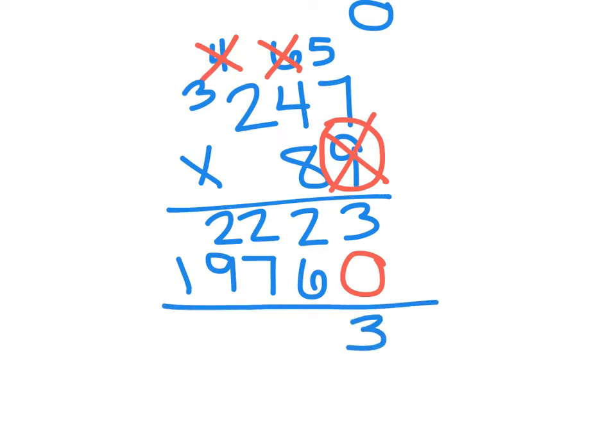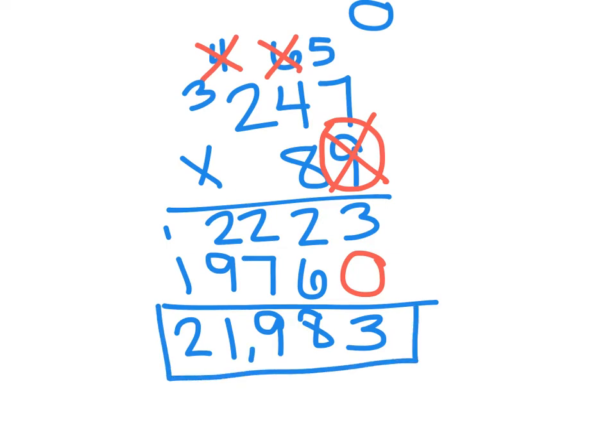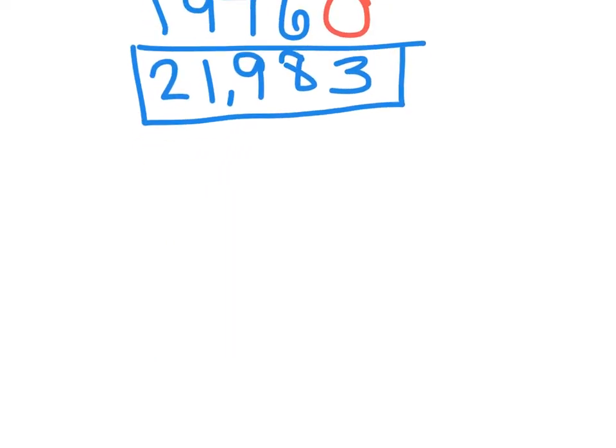And we're going to add our numbers at the bottom. Okay, so the product on this one is 21,983. The last thing you need to know for your Canvas quiz today is order of operations.